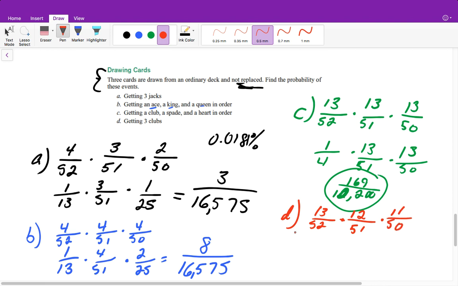out of 50. All right, when we multiply, this would then be 1 over 4. So it'll be 1 over 4 times 12 over 51 times 11 over 50. Well, we already know that 4 times 51 times 50, as we did here, is equal to 10,200. And now 12 times 11 is going to be 132. So the odds of picking 3 clubs in a row is 132 out of 10,200.